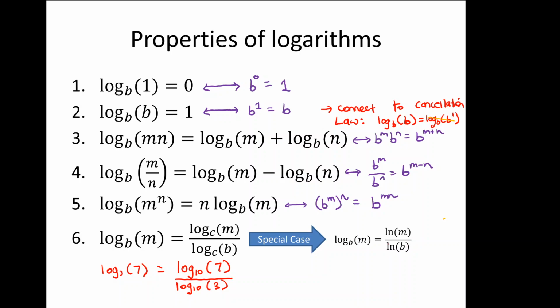And the special case is just using a base of e. So ln, I'll talk about this in a bit, is a log function with a base of e, and e is that special number 2.71828... Also a button that should be on any calculator. So rule 6 is mostly for getting decimal representations of logs.